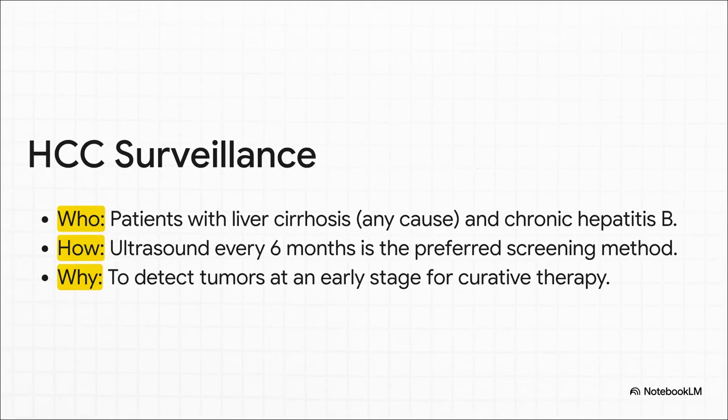This is exactly why we're so proactive. We don't just wait for symptoms to show up. The standard of care is an ultrasound every 6 months for every single patient with cirrhosis and also for some high-risk folks with chronic Hep B. The goal is simple, right? We want to find these things when they're small, when we actually have a shot at a cure.